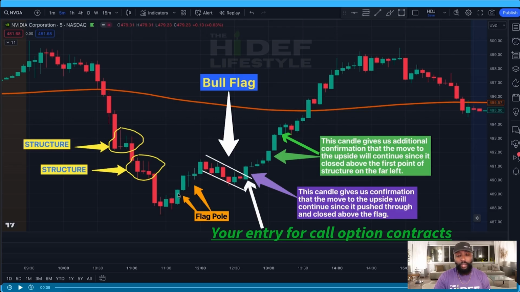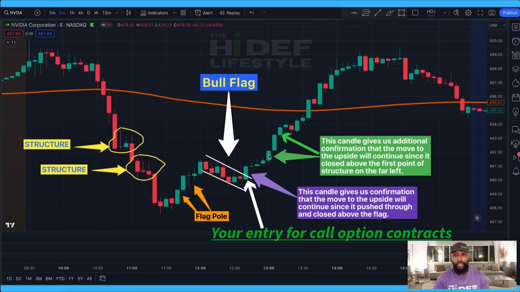Now also pay attention right here to this flagpole. This green candle closed above this point of structure. All right, so that was good to see as well. Then the uptrend continues right here. We get to this candle, and this candle closes above the peak of the pole, this area right here. So this is viewed as structure as well, the top of this flagpole. That's a good candle to see, and it also gives us more confirmation that this uptrend will continue.